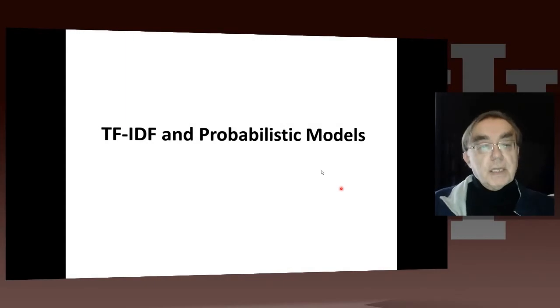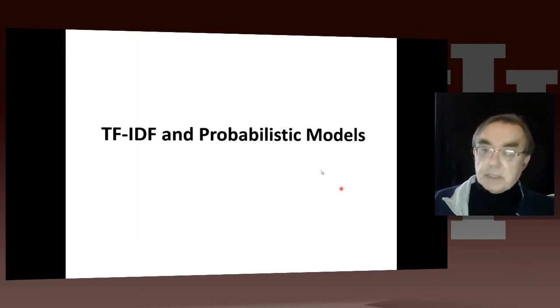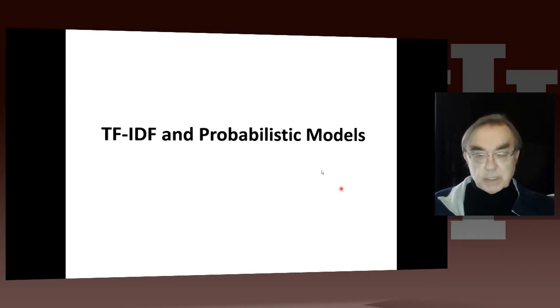Now we come to the final lesson of this unit on TF-IDF and probabilistic models, which are somewhat more sophisticated ways of dealing with information retrieval. The most important thing is the link analysis, but this is an information retrieval idea.